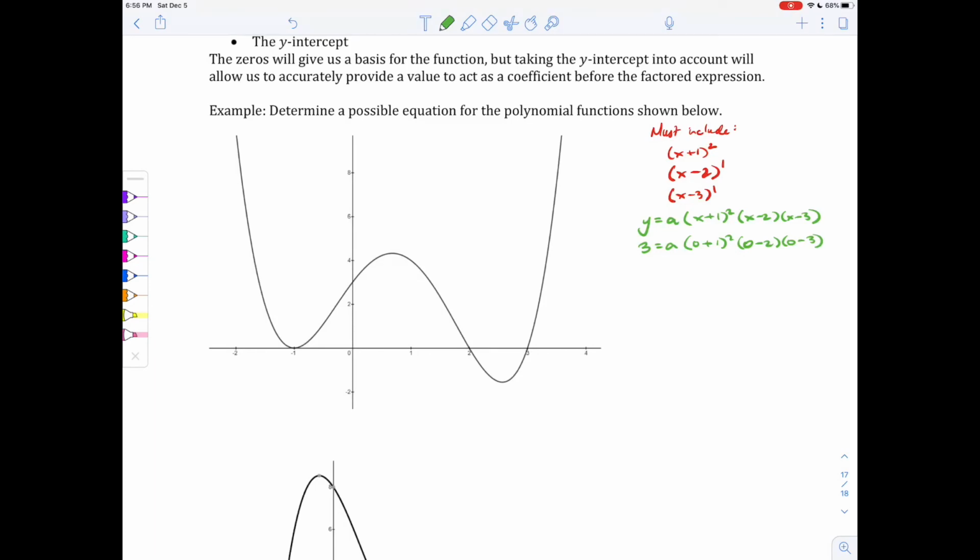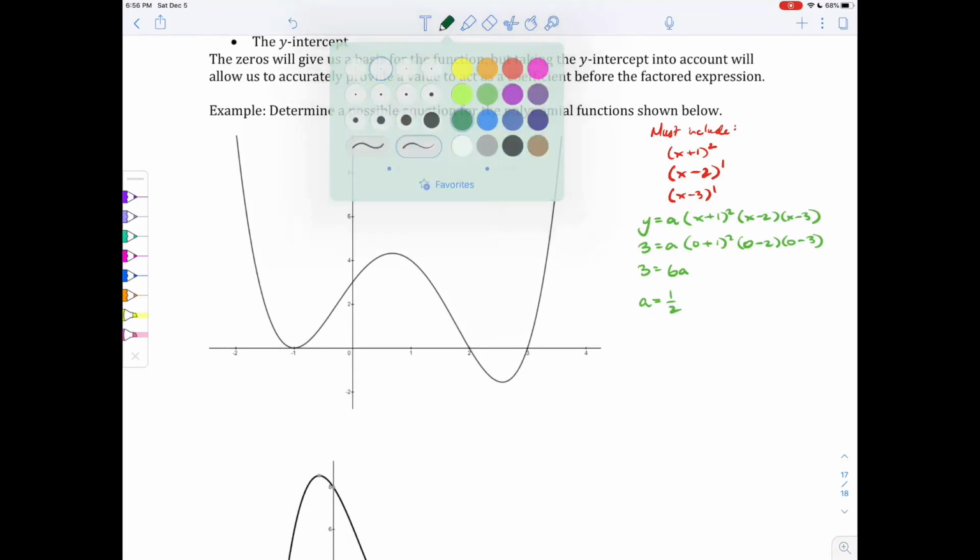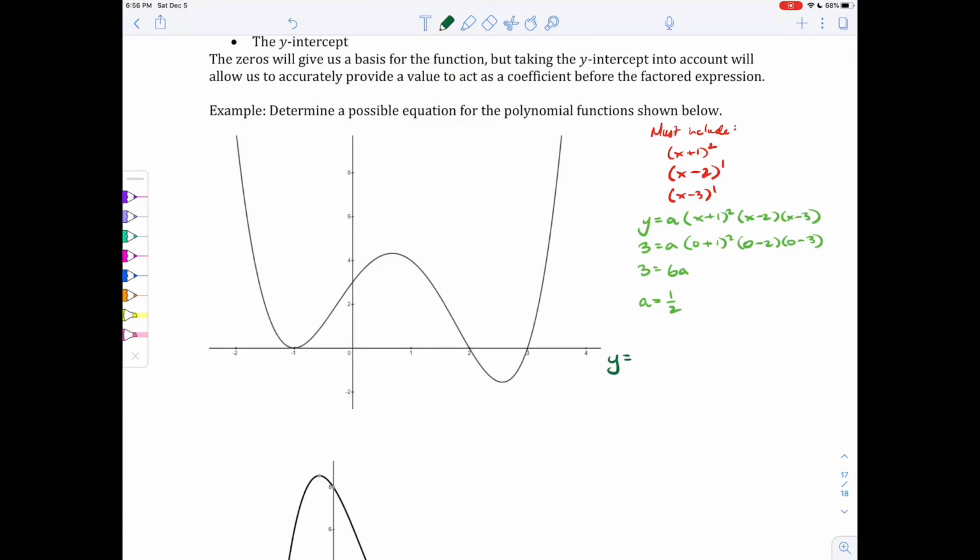And then we'll just calculate this. We'll solve for a. 3 is equal to a times 1 times -2 times -3. So 6a. A must be 1/2. And putting that together for our final answer, y equals 1/2 of x plus 1 squared, x minus 2, x minus 3. Try this other one. Give it a go. See what happens.